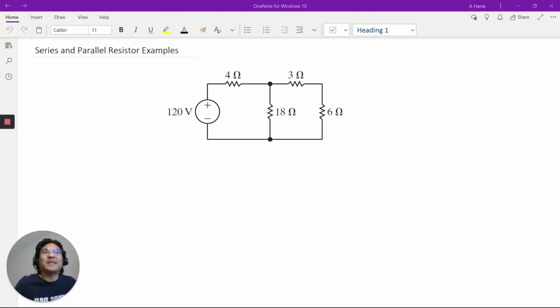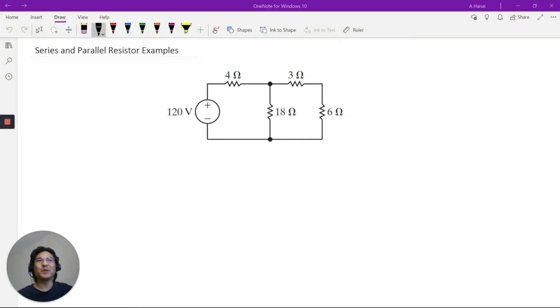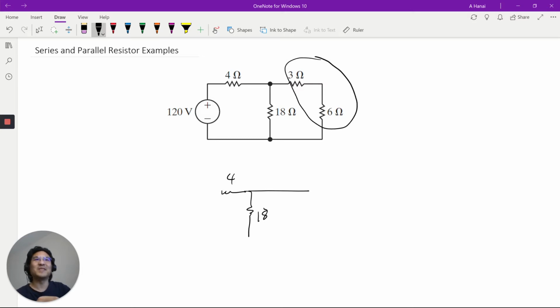Everybody. All right, in this video, let's get a little practice with series and parallel resistors. So let's take this example. You take a look at what's in series and what's in parallel. All I see is these are in series, right? So you can basically replace, that's 4 ohms, that's 18, but these two combine. When you combine them in series, it's just 3 plus 6, the equivalent resistance. So 9 ohms.